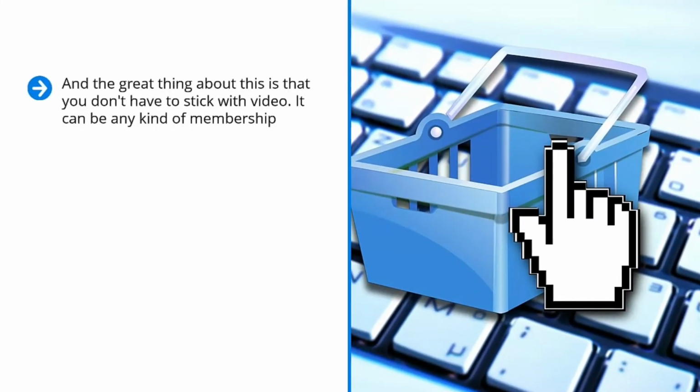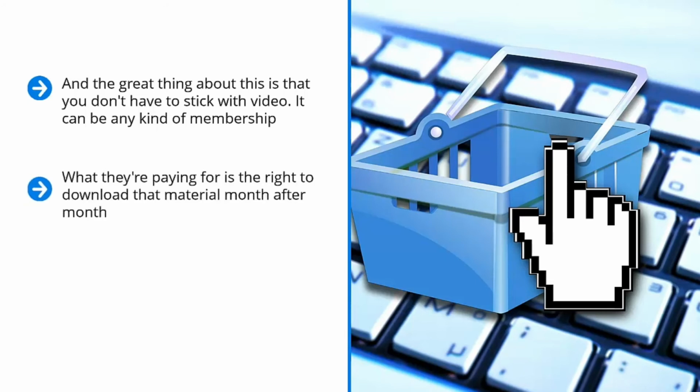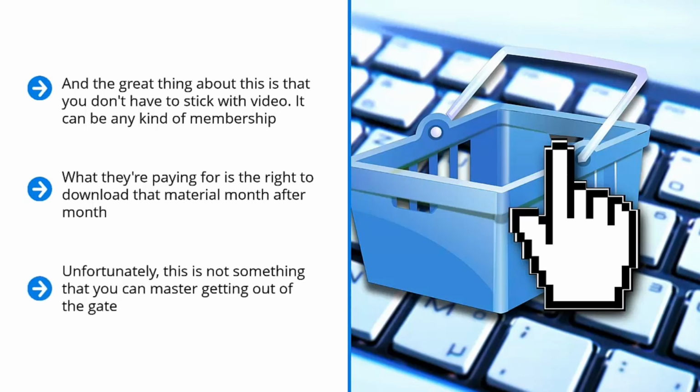And the great thing about this is that you don't have to stick with video. It can be any kind of membership. Maybe you can give them access to pictures. Maybe you can give them access to files or even software. It doesn't matter. What they're paying for is the right to download that material month after month. This is the key. Recurring income should be your ultimate goal. This is how you maximize your effort. You're putting in less work while getting more money out of the system. Unfortunately, this is not something that you can master right out of the gate. It also doesn't happen overnight. You have to pay your dues by doing the other steps above first.